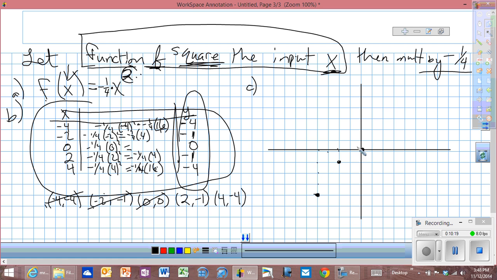And then I have 2, negative 1. Over 2, right 2, down 1. I plotted that point. Then I have 4, negative 4. Over 4, down 4. Okay, this guy, it's really easy to just want to be like, let's draw some straight lines. But that is absolutely not what this graph looks like.